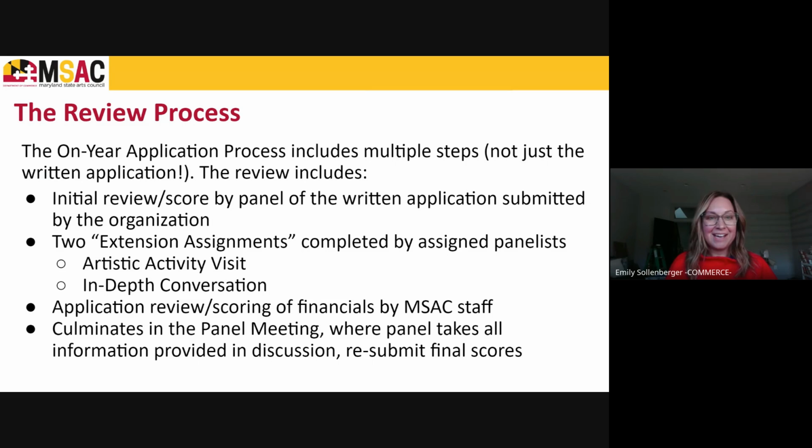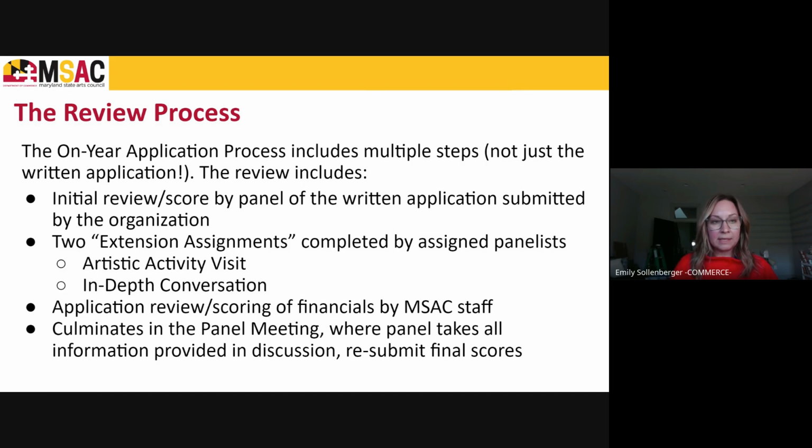All right. So moving into what the on-year application process looks like. This is not just about the written application, and we like to really uplift that part because there are multiple steps and multiple pieces involved in the on-year application review. So you will be submitting that written application by November 15th, and that initial review and scoring is done by the panel on their own time.